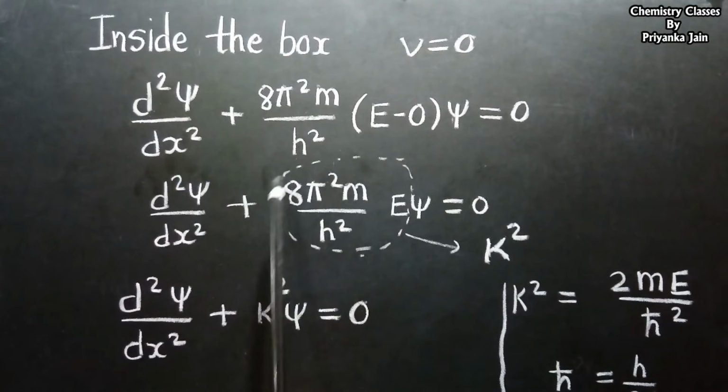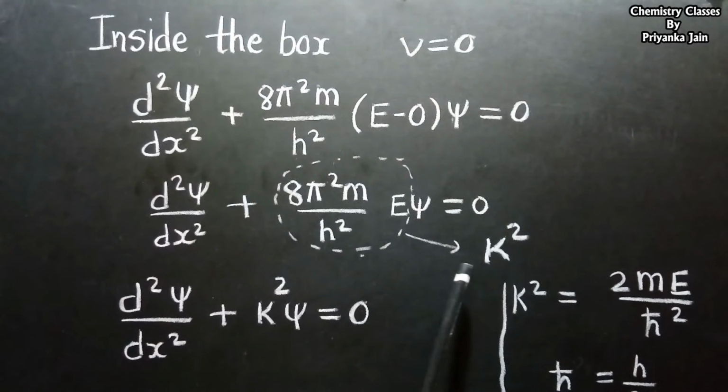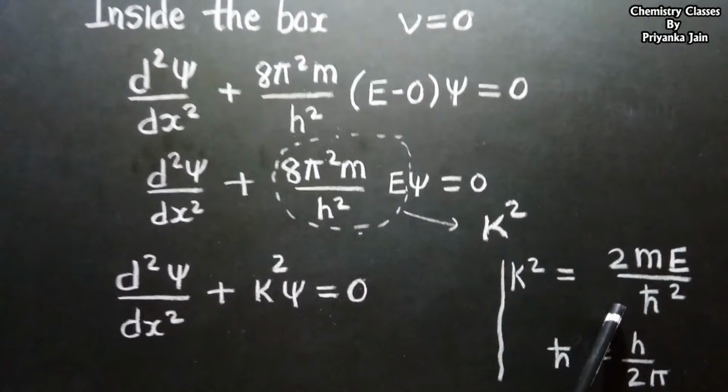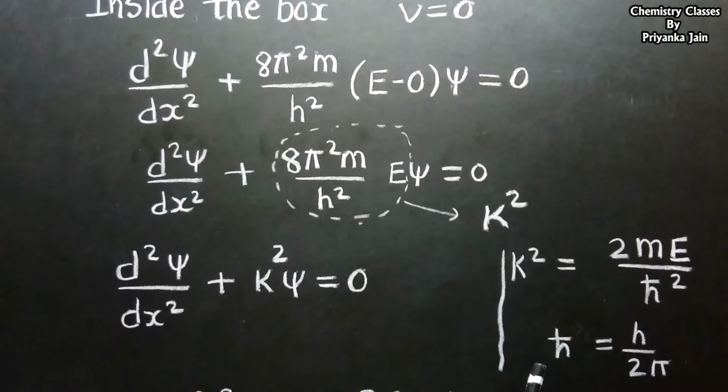Now we can replace this term with k square for our ease. This term will be replaced by k square. So k square will be equal to 8 pi square m E upon h square, that is 2mE upon h bar square. What is h bar? h bar is equal to h upon 2 pi. So we will put the value of k square here, and the equation will take the form: d square psi upon dx square plus k square psi is equal to 0.